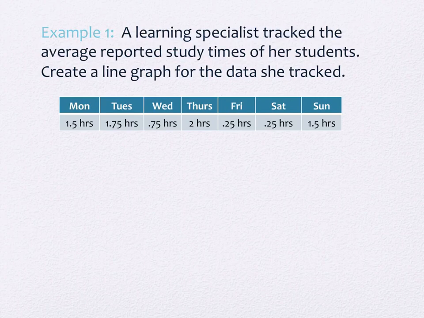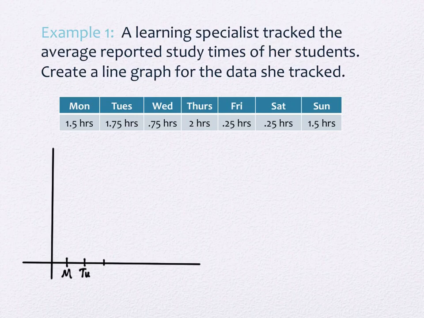So you're going to create an XY plane. And on the bottom, we're going to use Monday through Sunday. So feel free to abbreviate, right, just by the first letter of the week or the first couple of letters if they're not distinct, if you'd like. And they should be equally spaced. So here's Monday, Tuesday, Wednesday, Thursday, Friday, Saturday, Sunday.